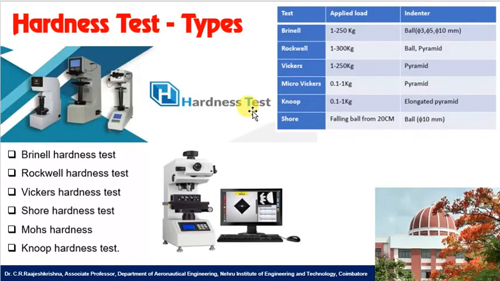Coming to the hardness test types, there are different hardness tests available in the materials world. One is the Brinell hardness test, Rockwell hardness test, Vickers hardness test, Shore hardness test, Mohs hardness test, and Knoop hardness test. All these tests are available to measure the hardness based on the material type, material thickness, and material properties. These methods are useful.